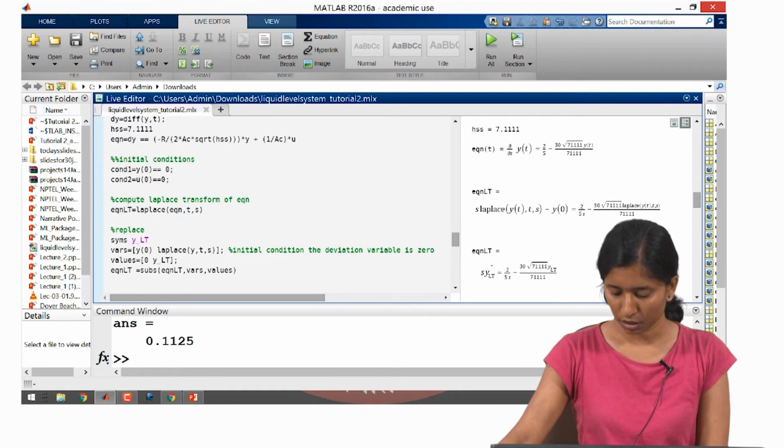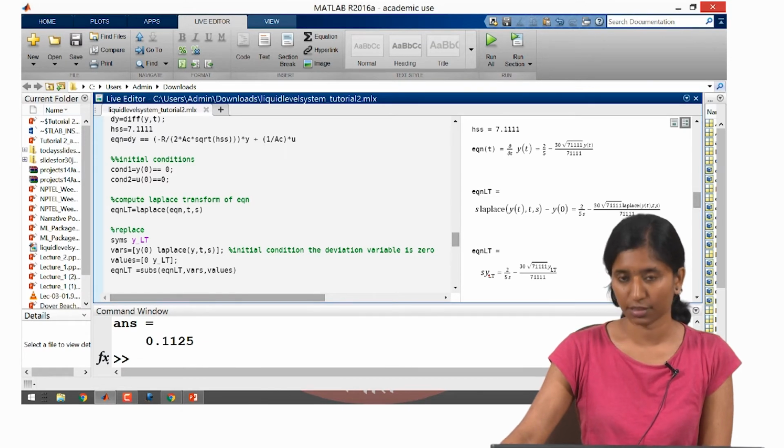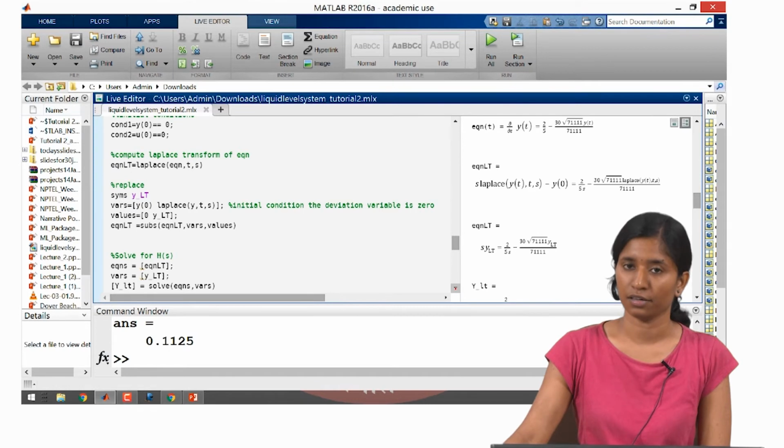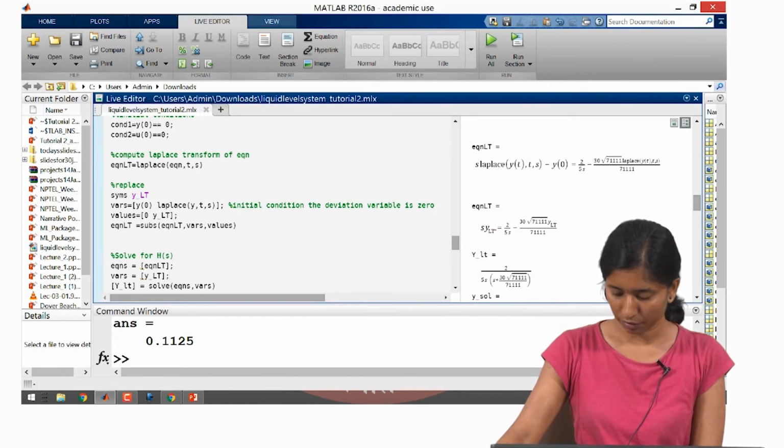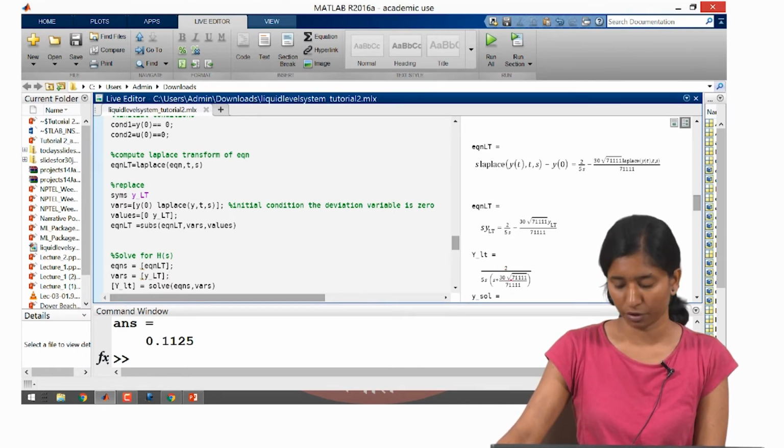So, the equation LT is now reduced to s times y LT, which represents the Laplace transform of y of t, equal to 0.4 into 1 by s, minus 0.1125 times the Laplace transform of y of t. Now, we have to rearrange and solve for the Laplace transform of the dependent variable. When we rearrange this, we will get the Laplace transform of the dependent variable to be 0.4 by s into s plus 0.1125.